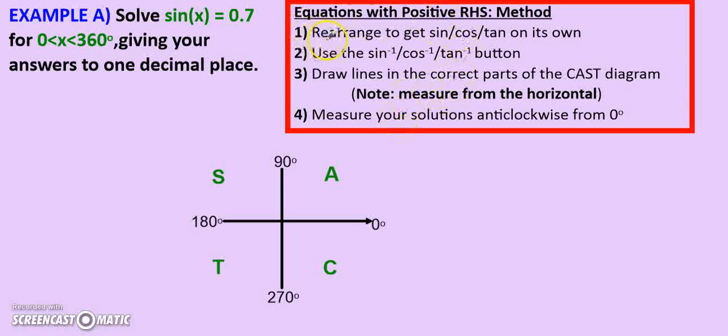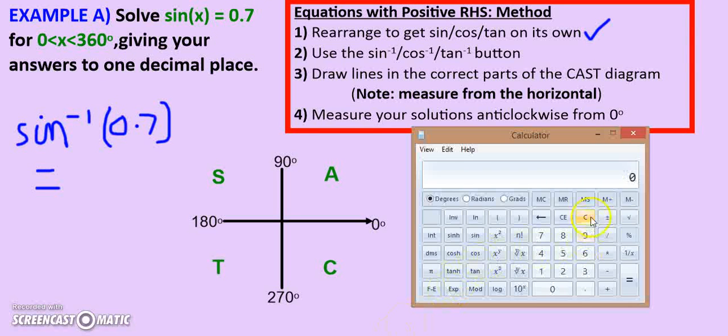First step, rearrange the equation to get sine, cos or tan on its own. Well, we've got sine x on its own here, so that's already been done. The question is like that already, so we're fine. Next step is use the sine inverse, cos inverse or tan inverse button. Obviously sine inverse to deal with a question involving sine. And what you put into sine inverse is the right hand side. Remember, for the time being, we're only dealing with a positive right hand side. So I need to get that value from my calculator.